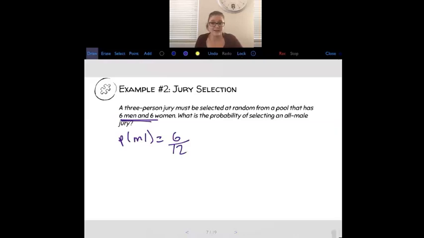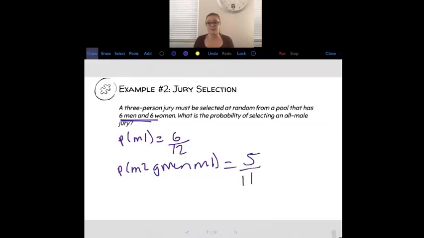We'd be happy with any 6 of those being male. So now the probability of the second one being a male. This has to do with probability of, let me erase this and use the language, probability of male 2 given male 1. Okay, so now, assuming that the first pick was male, there's now 5 males to choose from because one has been selected, and there's one less person in the pool.